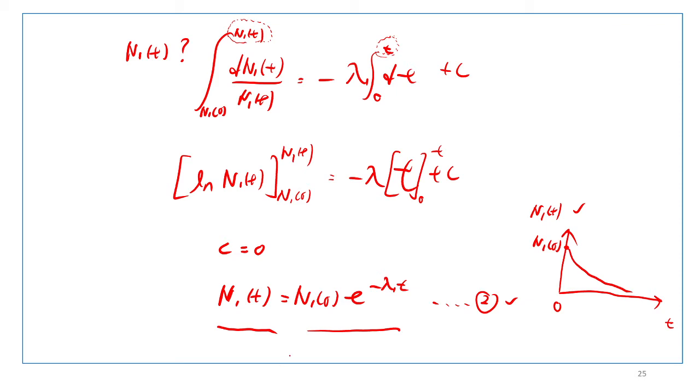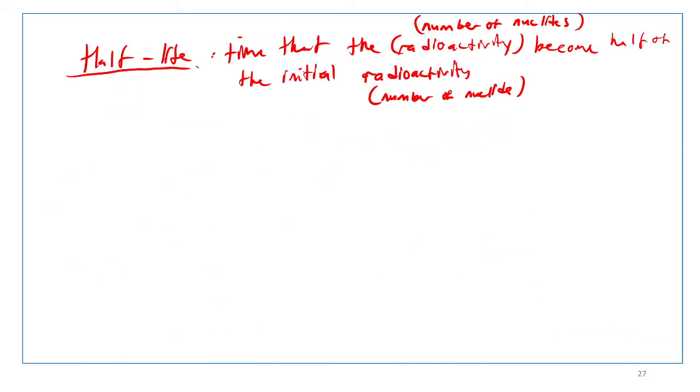Okay, and this one means that knowing the initial number of the parent nuclide and the decay constant, you can deduce, or you can calculate the present number of the parent nuclides that hasn't decayed yet. Okay, now let's continue to the half-life.